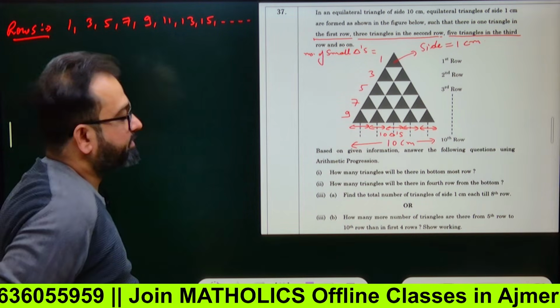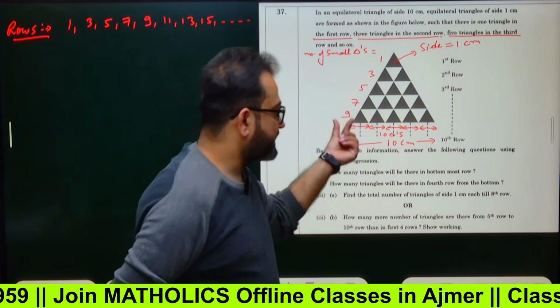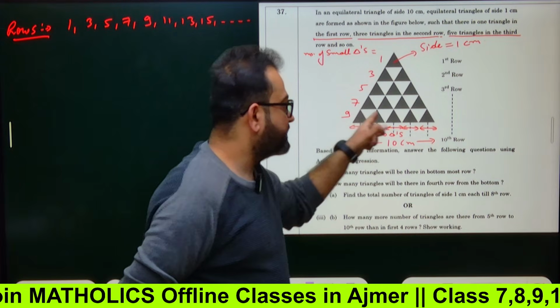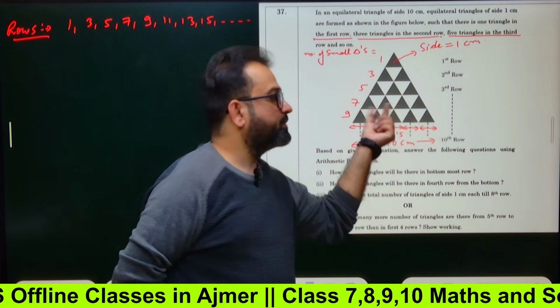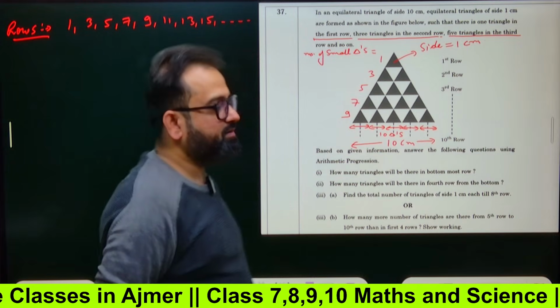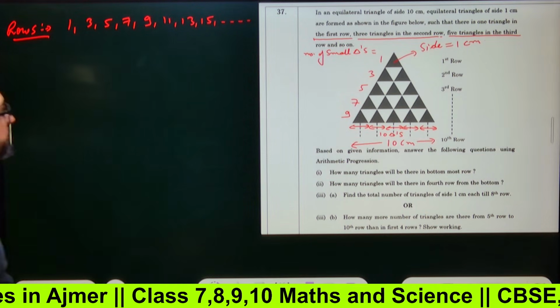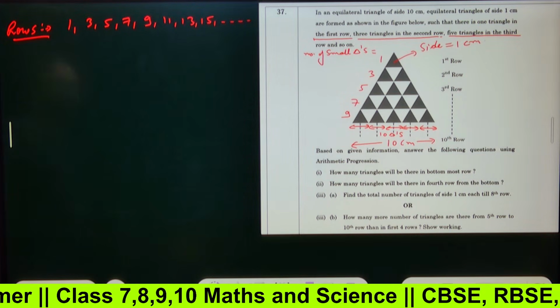There are 10 triangles like this. 1, 2, 3, 4, right? So there will be 1, 2, 3, 4. If there are 1, 2, 3, 4, 5, it's 4. If this is 10, there will be 9. So 10 and 9, 19 triangles. That's it. Why get confused?